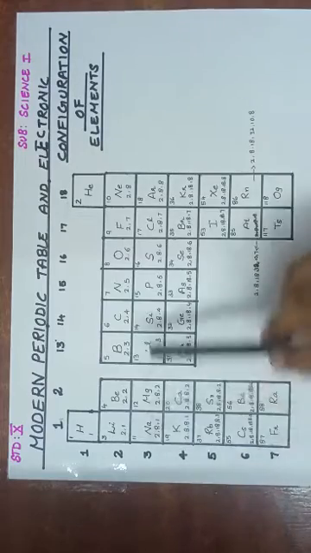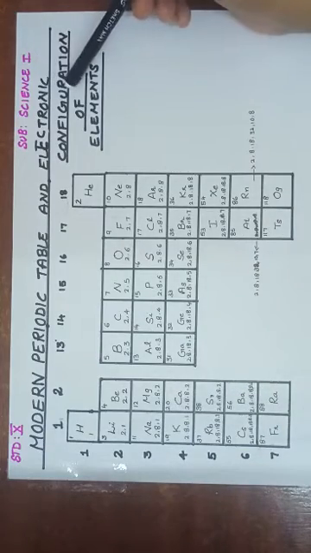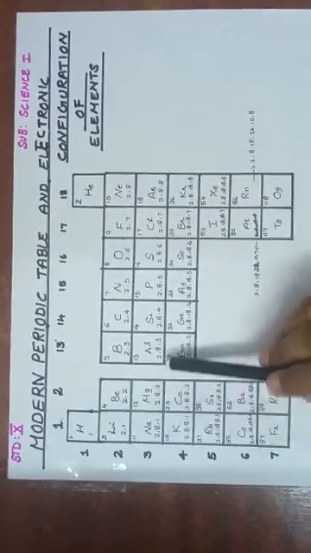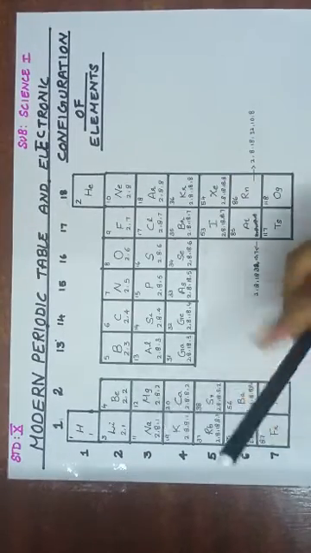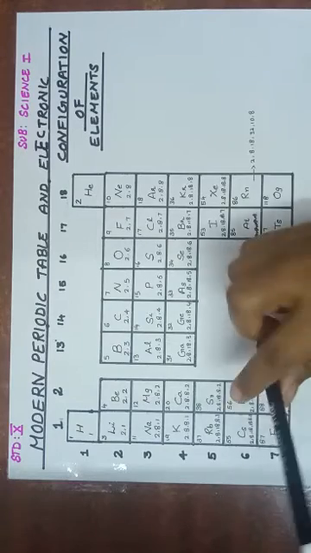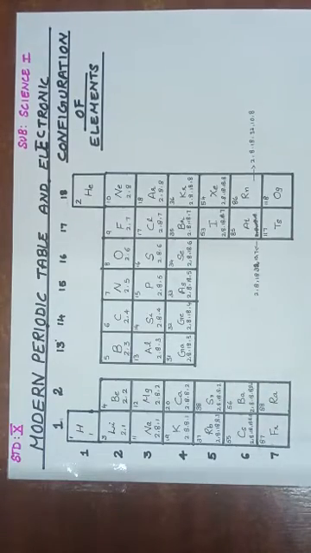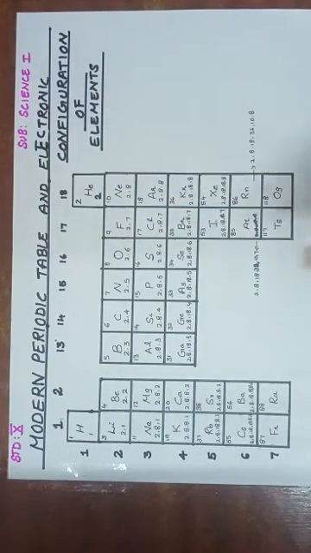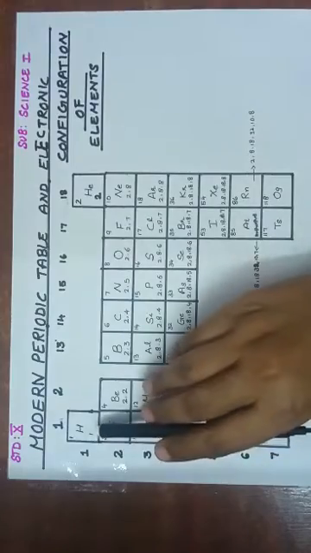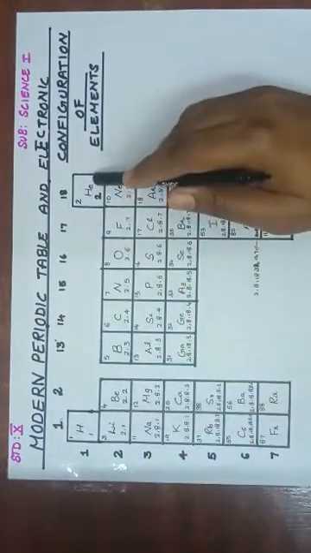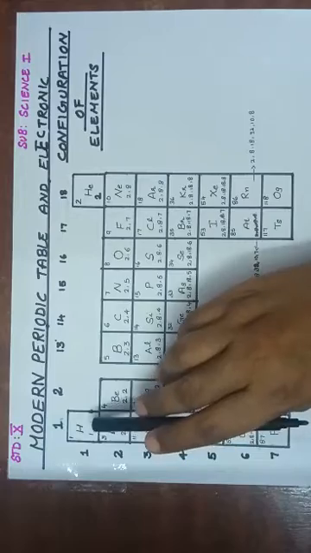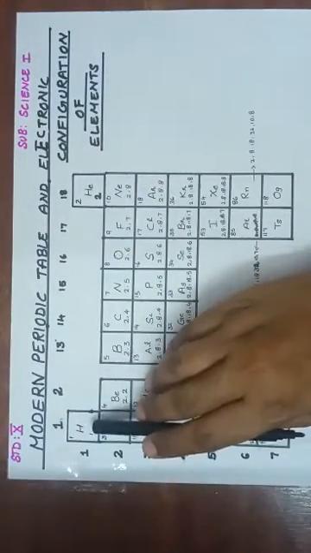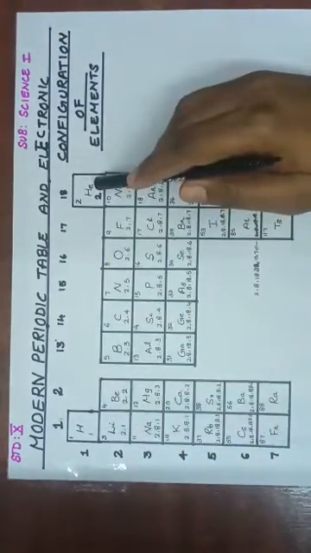Now, what is the relationship between the electronic configuration of elements and elements in a period? Now look at the first 3 periods. I am taking only the first 3 periods. I forgot to write the electronic configuration of helium. Its electronic configuration is 2 only. Now look at the electronic configuration of the first period elements. In the first period we have only 2 elements, hydrogen and helium. What is the electronic configuration? Hydrogen it is 1 and helium you can see 2.